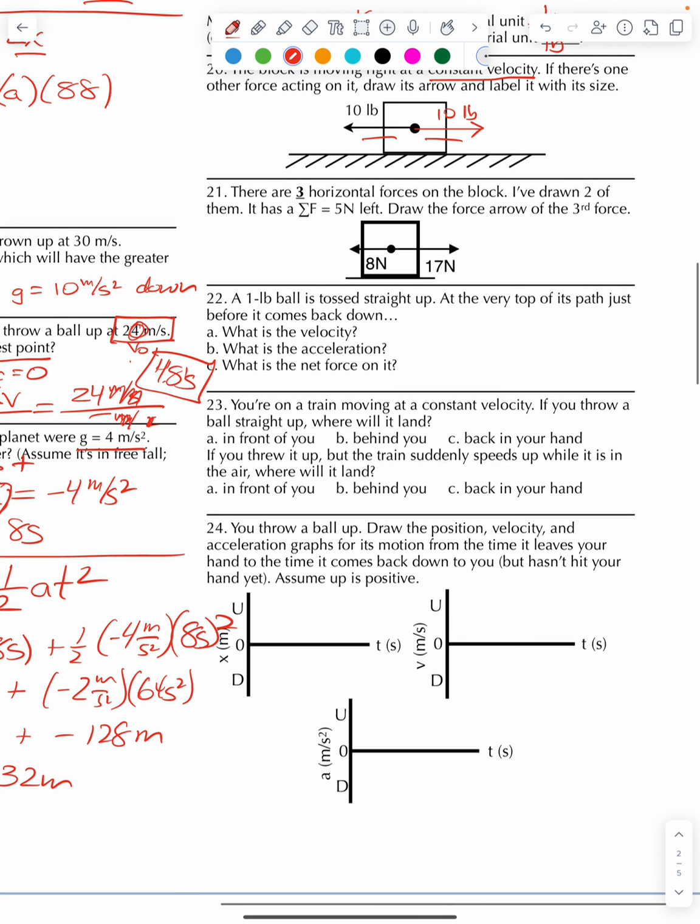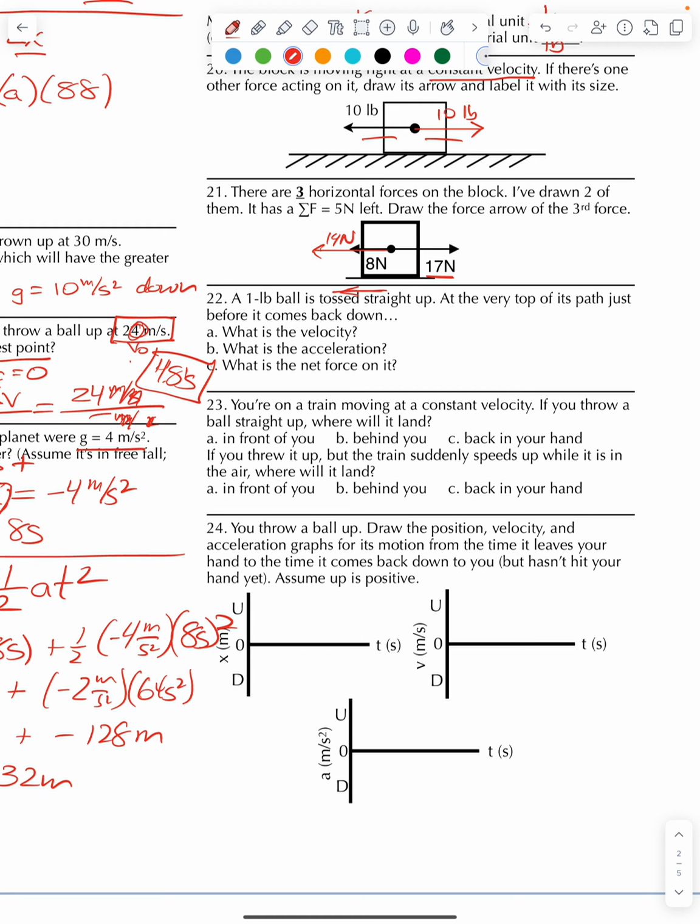All right, 21. There are 3 horizontal forces on the block. I've drawn 2 of them. The net force is 5 newtons to the left. You've got to make sure which way is the left and right. Draw it on your hands if you don't know, an L and R on your hands. Draw the arrow for the third force. So if the net force is 5 newtons to the left, right now we have 17 to the right. What will the total to the left need to be to have the net force be 5 newtons to the left? It'll have to be 22, right? So we need 14, and try to make it proportional. Maybe that represents 14.